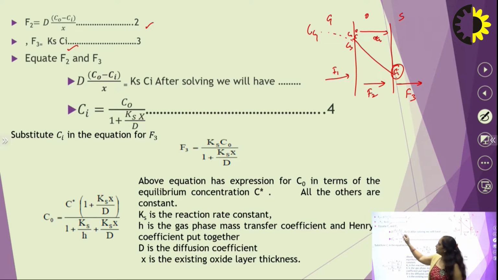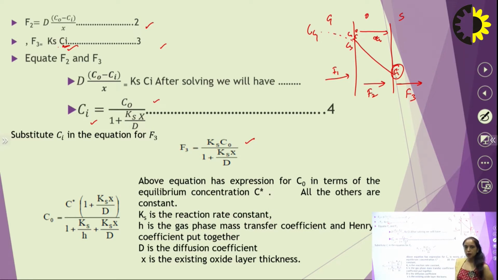So this equation is directly proportional to the oxidizing species present at the inner side, and how much silicon is already present in the wafer will affect this flux equation. When we equate these two equations, we get Ci equal to C naught divided by 1 plus Ks x divided by D. This equation we already covered in the last class. So F3 we can write as Ks C naught divided by 1 plus Ks x divided by D.